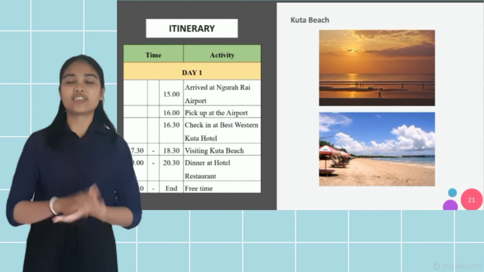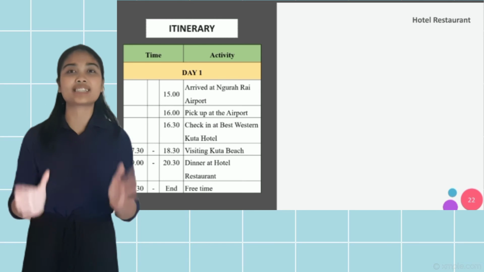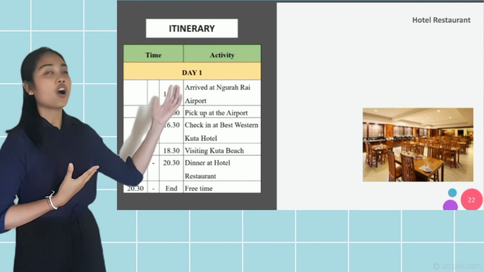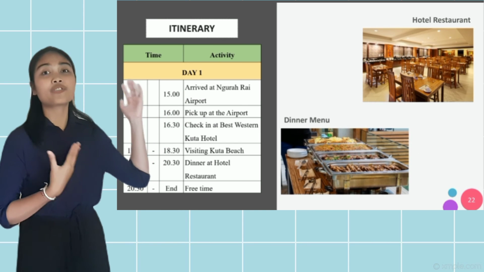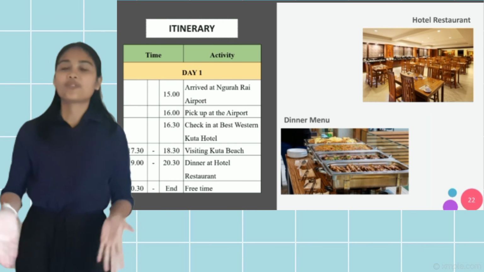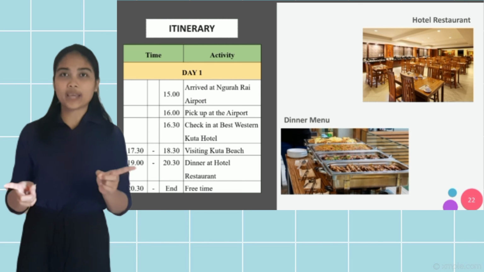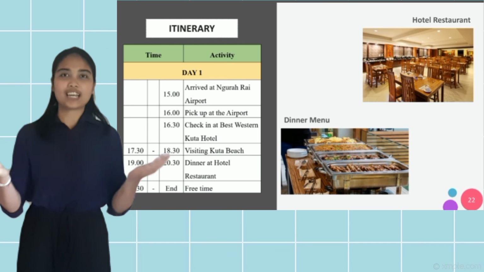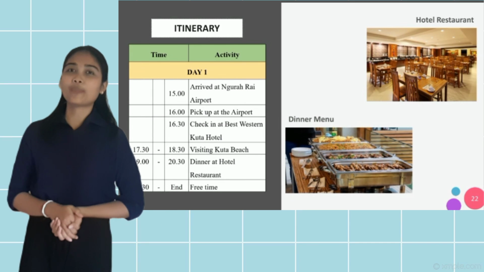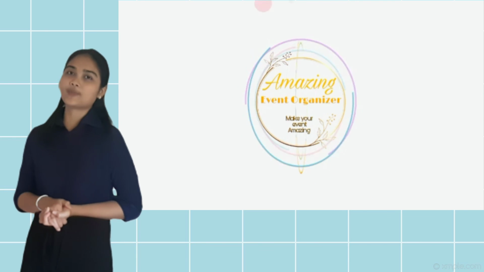Next, we will have dinner in the hotel restaurant at 7 p.m. with Indonesian food in buffet style. This is the picture of the hotel restaurant and also our food for dinner on our first day of the trip. Well, after having dinner at around 8:30 p.m., we will go back to our rooms and have free time. Well, that's all about the description of activity and itinerary of day 1 in our trip to Bali.